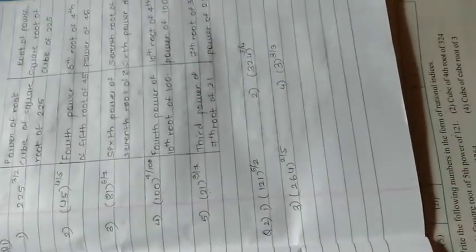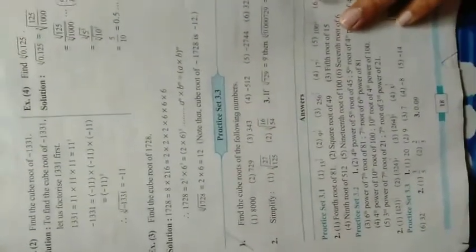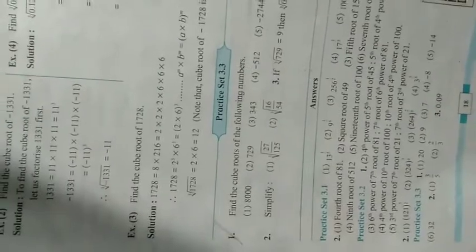Along with this sum, practice set 3.2 gets completed. Moving ahead to practice set 3.3. Practice set 3.3 is based on finding out the cube roots. The first question says find the cube roots of the following numbers. We are given 6 numbers and we are supposed to find out the cube roots of each value.